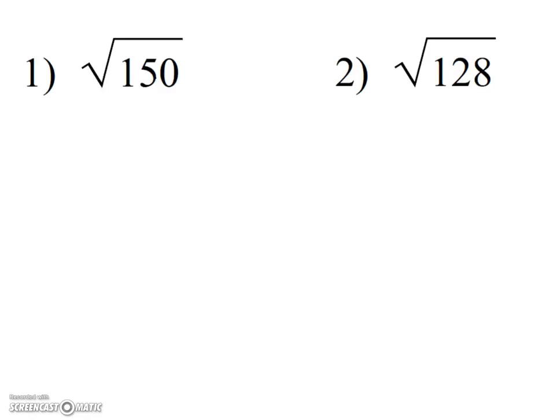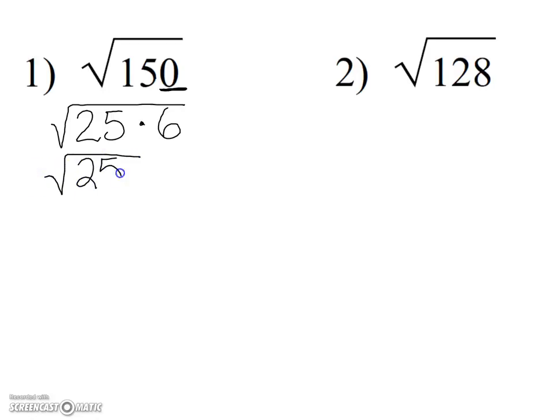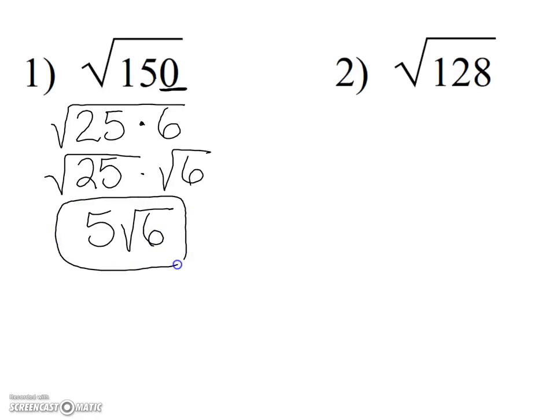So we're trying to use one of our perfect squares to rename 150. Well, if you know your divisibility rules of 5, you know that 150 ends in a 0 and 25 ends in a 5. So 25 times 6 is 150. So I'm going to rename it 25 times 6. That's the square root of 25 times the square root of 6. Square root of 25 is 5. And we cannot simplify the square root of 6. So your answer is 5 square root of 6.